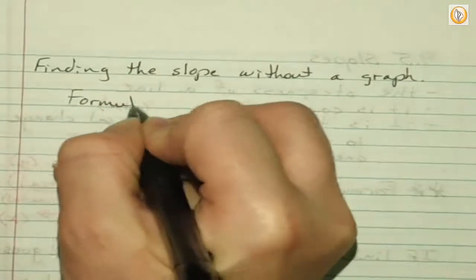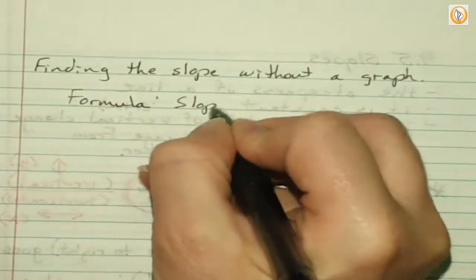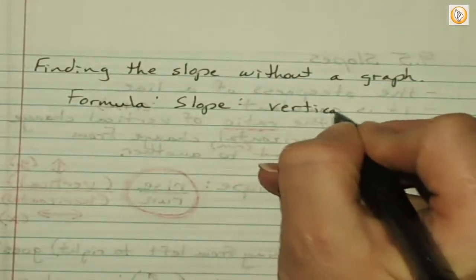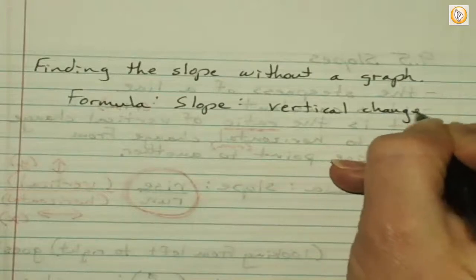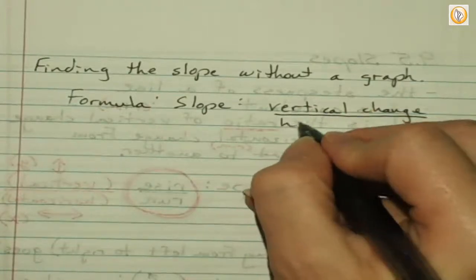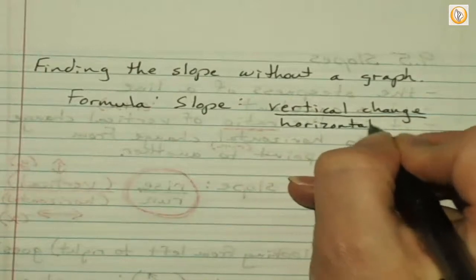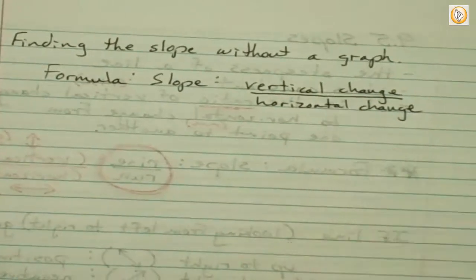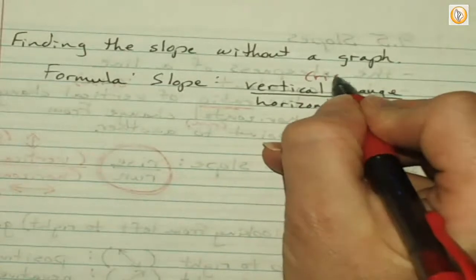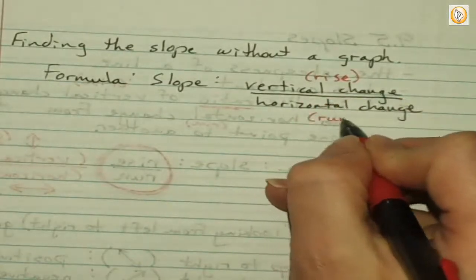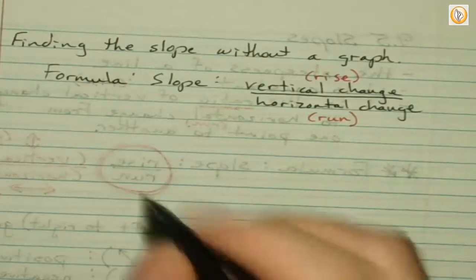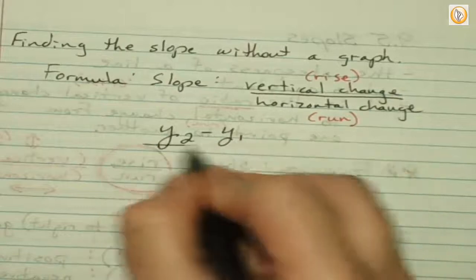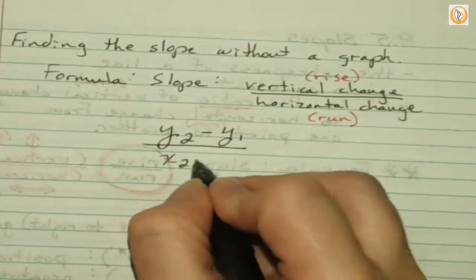The formula for finding the slope is again vertical change over horizontal change. But watch what it looks like this time. The same thing as before, right? Rise over run. But here's the actual formula. y2 minus y1 over x2 minus x1.